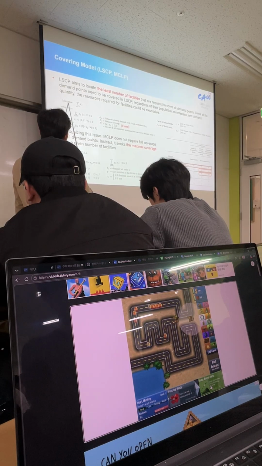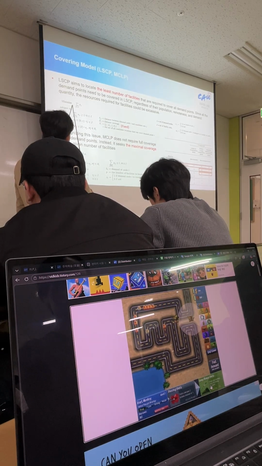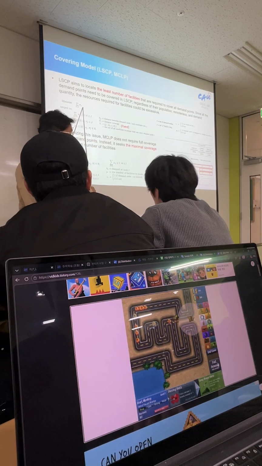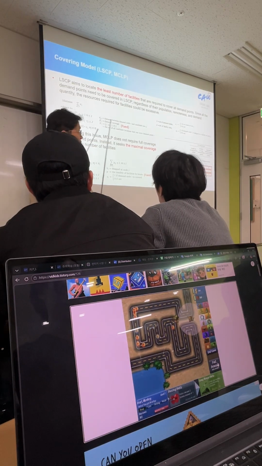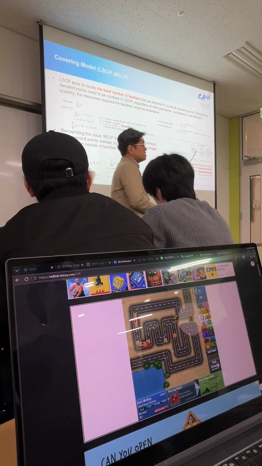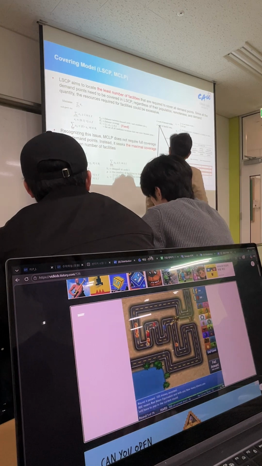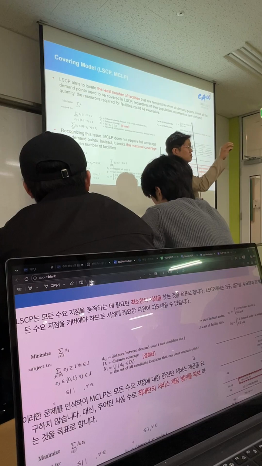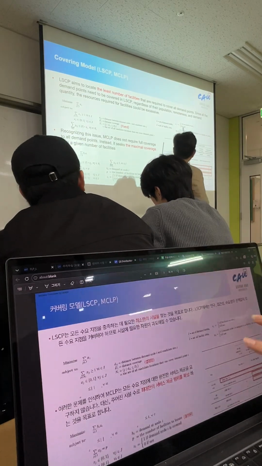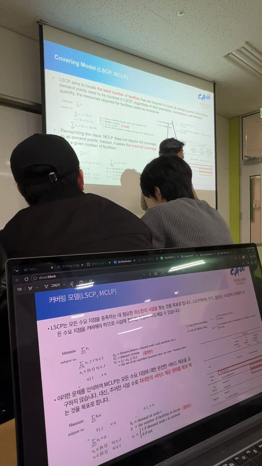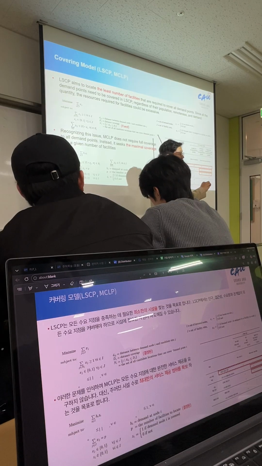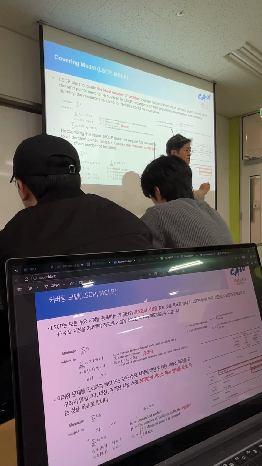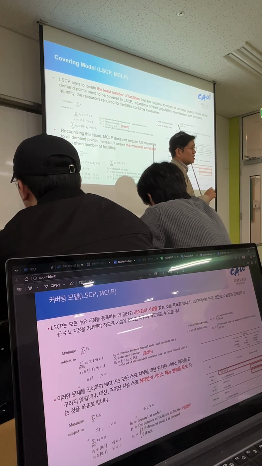So I want to minimize xj. By the way, you have to define what is i and what is j. So i is set of demand node. So location will be constant. And then j is set of facility site. So location of the facility. That is j. And then what is distance ij?